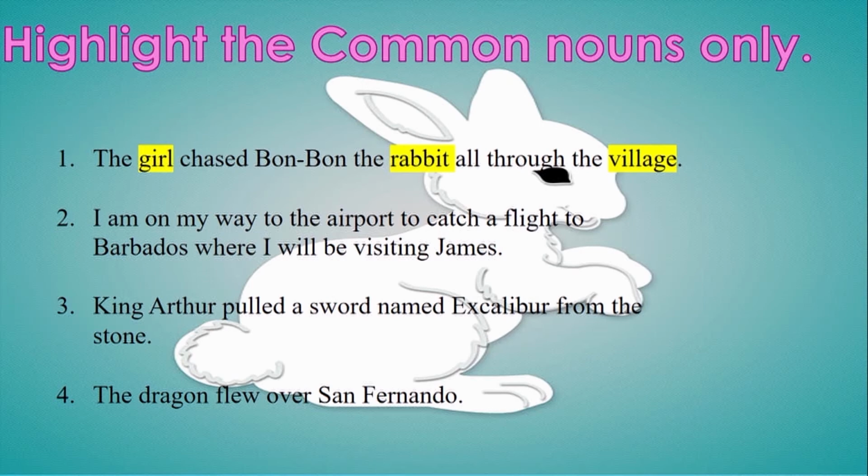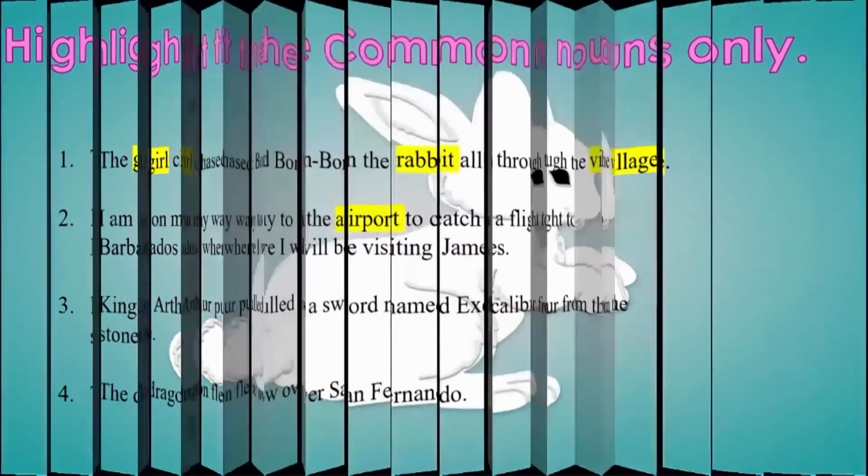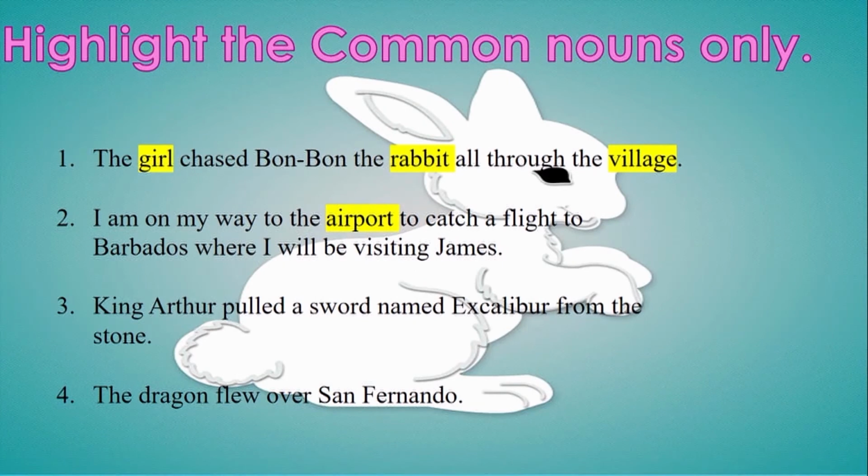Good? Good. So let's see what we have here now. So I am on my way to the airport to catch a flight to Barbados, where I'll be visiting James. So before, when we were doing proper nouns, we had Barbados and James being nouns as well. So we know they are nouns. They name something. But the only common noun we have here now would be the word airport, because that's the only general thing, because you may have more than one airport in a country. Good. So number 3 now. Take a little time.